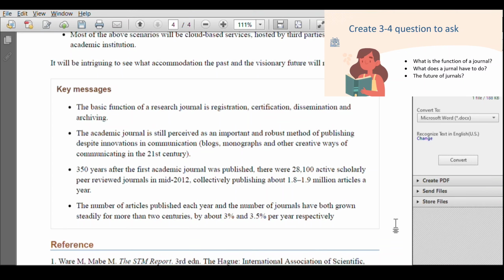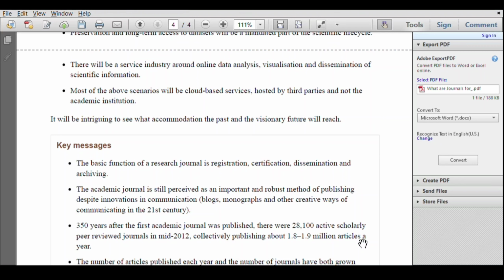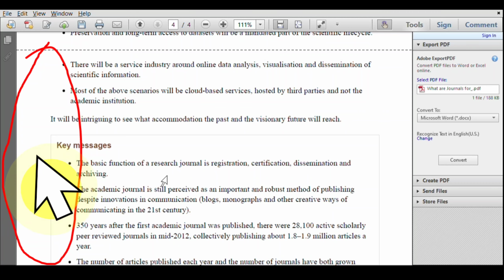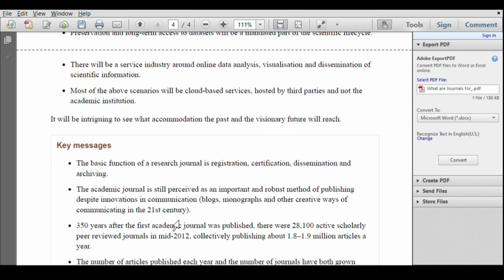And last, the future of journals. The number of articles published each year and the number of journals have both grown steadily for more than 2 centuries by about 3% and 3.5% per year respectively. You will notice that I have left margin on my note-taking. This space allows me to add additional thoughts, information, images, and questions about the material later and information I learned in class. Do the same steps to answer the questions.